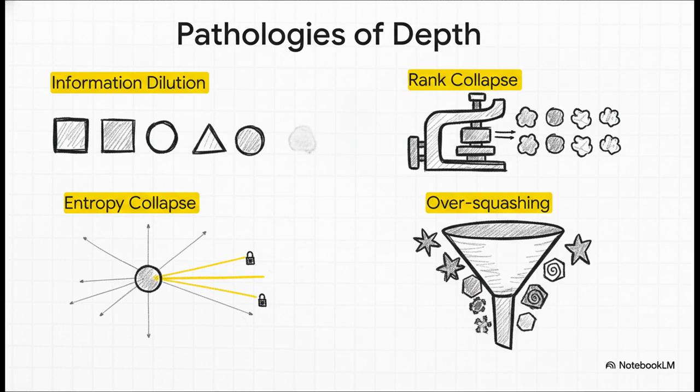And get this, information dilution? It's not even the only problem. We also get things like rank collapse, which is where the model starts to see different words as basically the same thing, losing all that important nuance. Or even worse, entropy collapse, where the model just gets stuck. It freezes, fixating on a few random words and just stops learning entirely. It's a whole mess of problems.